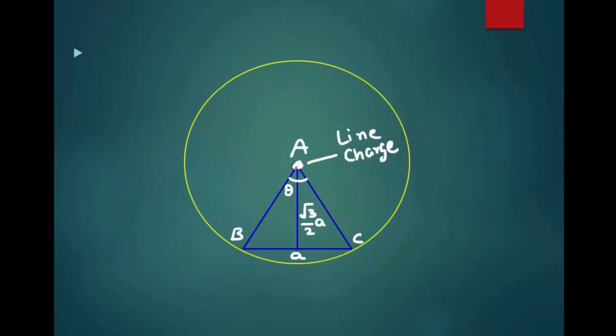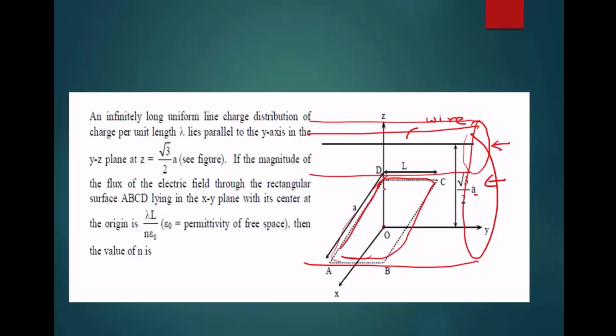This is the wire, the line charge. We are looking at it now as a point. It is coming out of the page. This is the imagined Gaussian surface, a cylinder. This is the plate ABCD, which we had seen in the diagram. And the distance of this plate from this wire is root 3 by 2 a, which is given to us. This length of the plate is given to us as a. As we saw in the previous diagram, this distance is a. That means the length of the plate is a, and this distance from the wire is root 3 by 2 a.